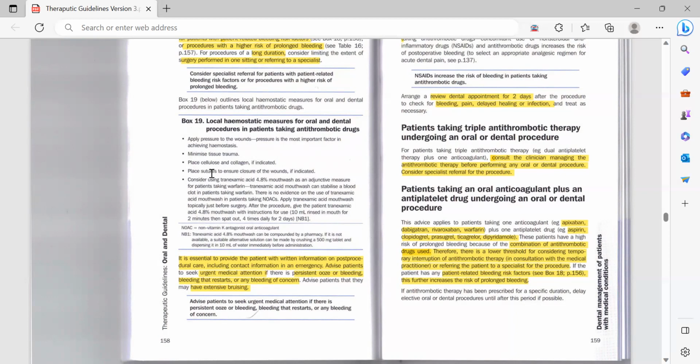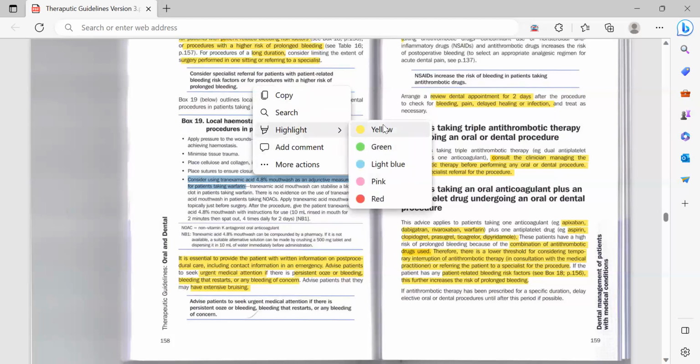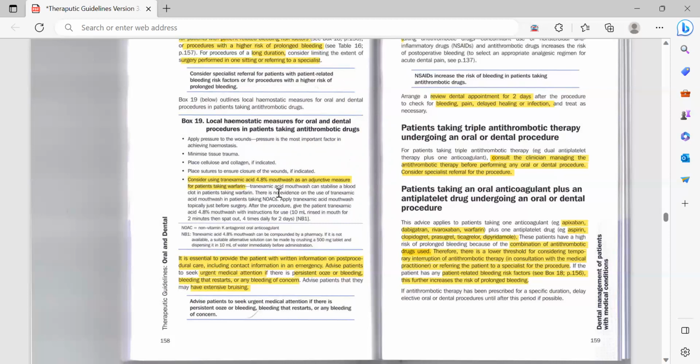eventful. Then you can also consider the use of tranexamic acid 4.8% mouthwash as an adjunctive measure for patients taking warfarin. If your patient is taking warfarin and you have done the extraction, you can advise him to use the tranexamic acid 4.8% mouthwash as an adjunctive measure. Okay, but there is no evidence of the use of tranexamic acid mouthwash in patients taking NOACs, which is dabigatran or any other, apixaban.